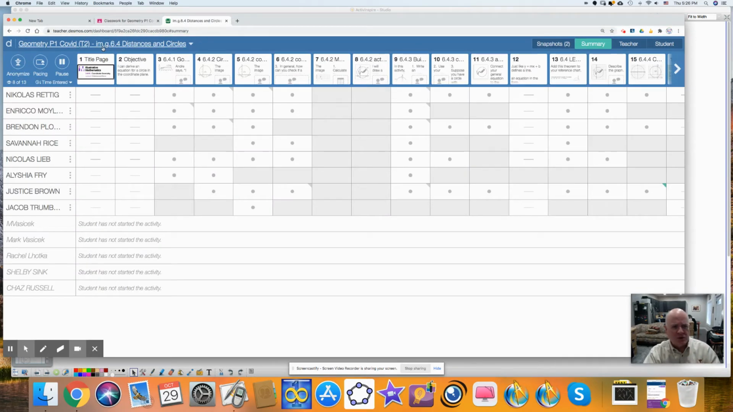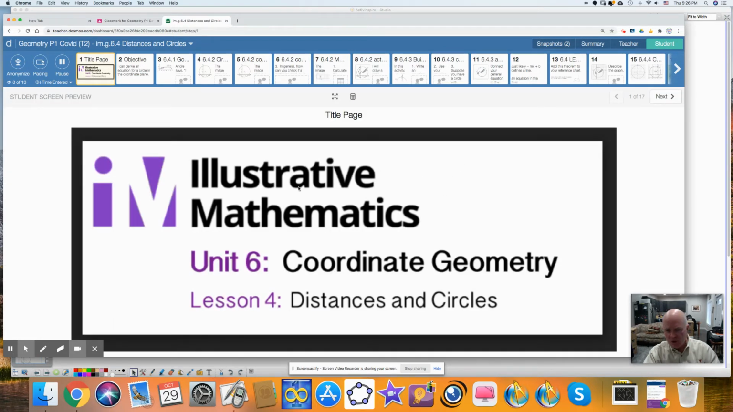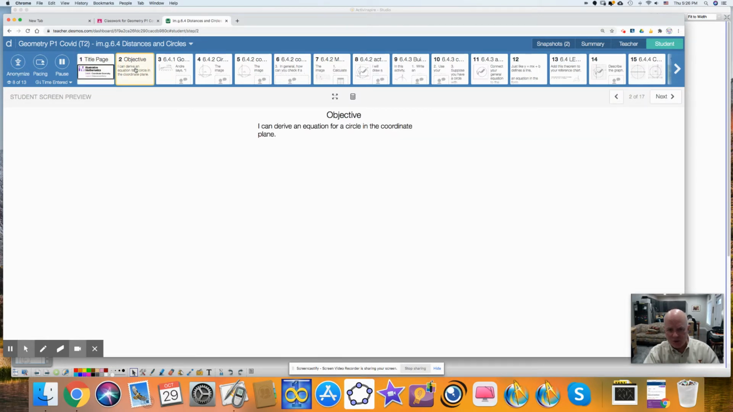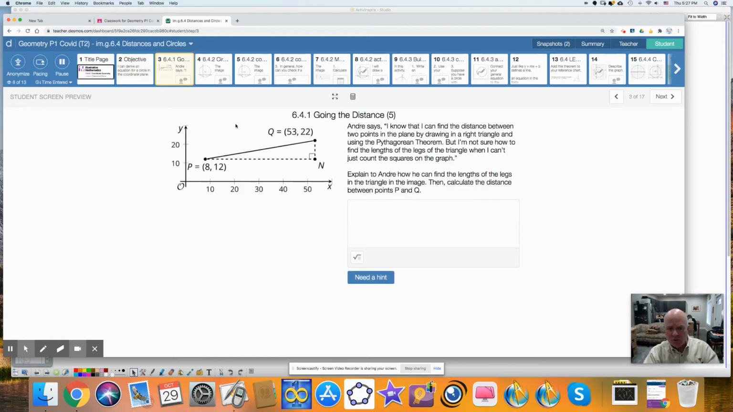If you log into the Desmos activity, you'll see we're going to talk about a number of things. Illustrative Mathematics is our textbook. We're on unit 6 on coordinate geometry, distances and circles. By the end of this lesson, you will be able to derive an equation of a circle in a coordinate plane. And we start with this problem.